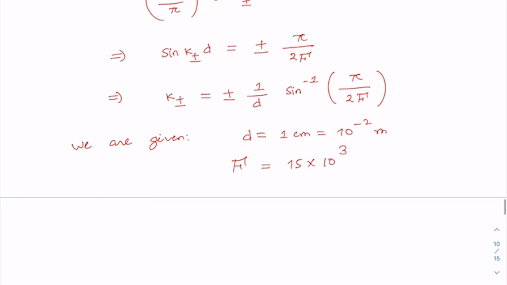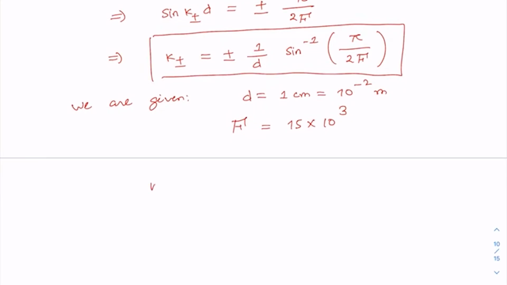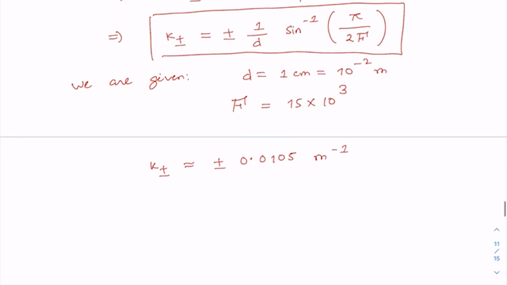If I put all these things in this formula, and you please do that, you will see that you get k plus minus equal to plus minus 0.0105 per meter, or I can write it as plus minus 1.05 into 10 to the power minus 2 per meter. So this is the required wave number.